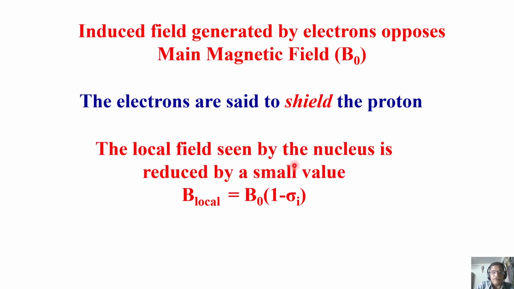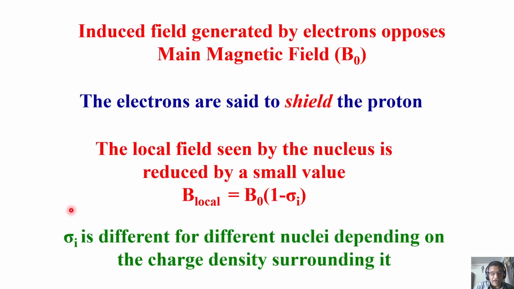What is that small amount? The field seen by the nucleus is reduced by a small value, that is B naught into 1 minus sigma I. That is an equation. Okay, the local field you can calculate, which is B naught into 1 minus sigma I. And sigma depends upon the type of nucleus.